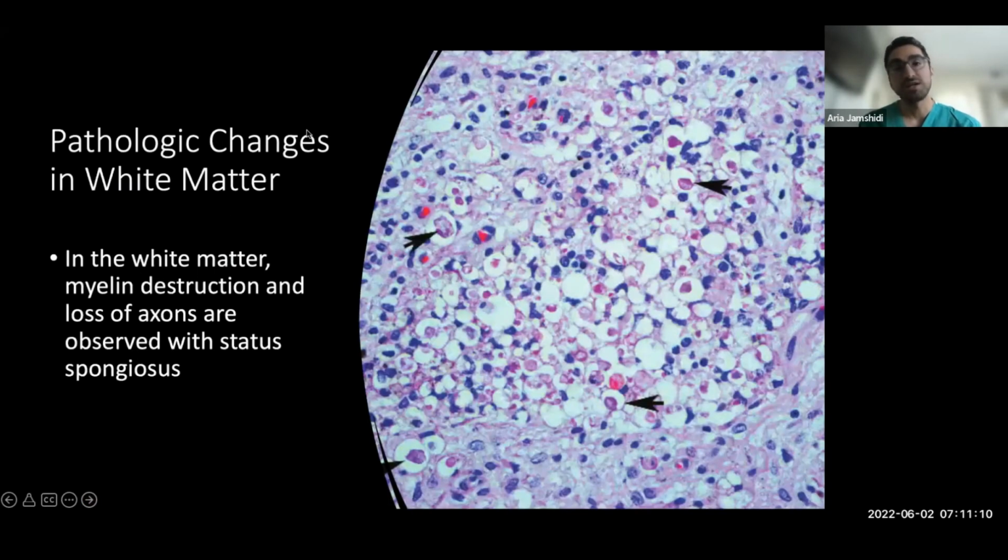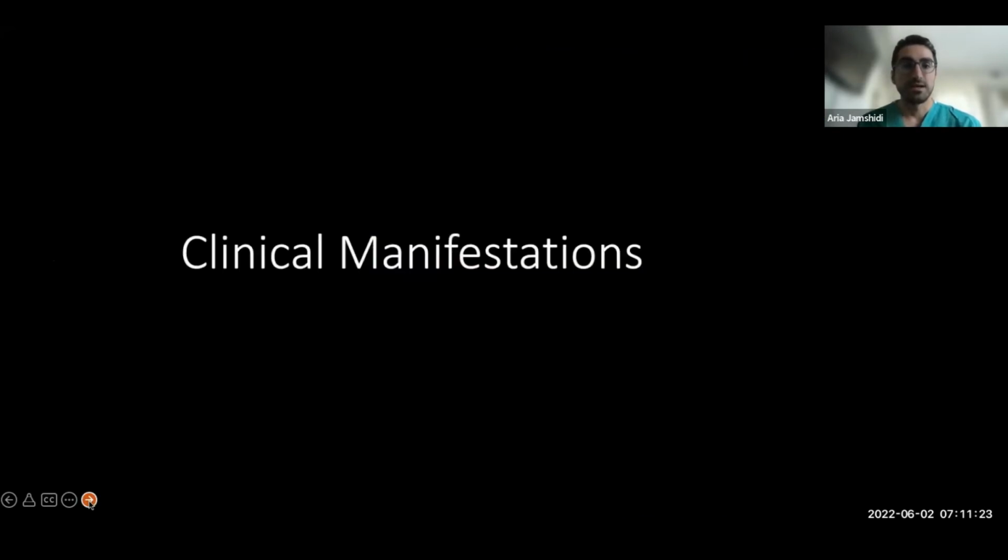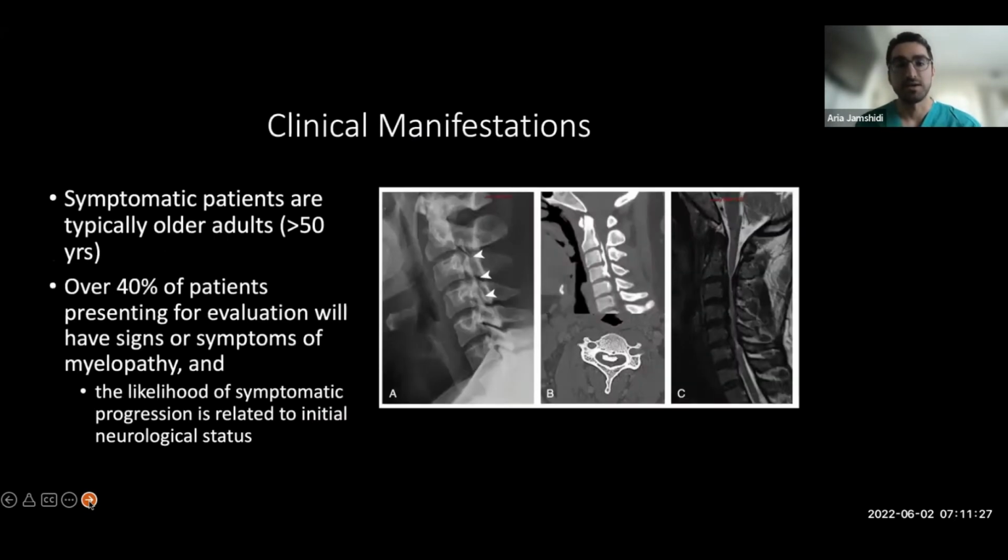And obviously, there are some changes that happen in the white matter as well. Typically, what you'll see is myelin destruction, loss of axons, and status spongiosis, which I've highlighted here, which you can see on this image on the right. And now I want to briefly delve into clinical manifestations of OPLL.